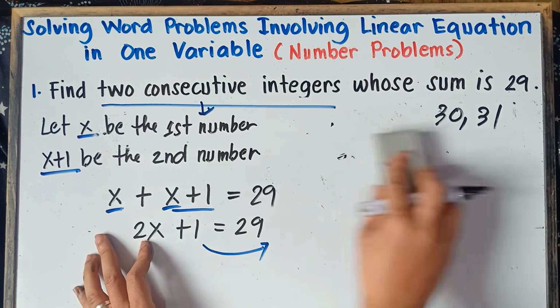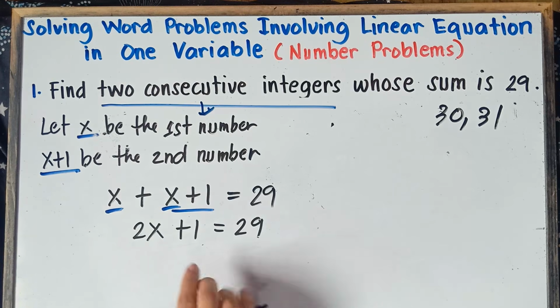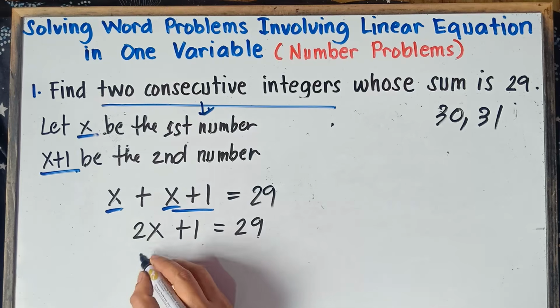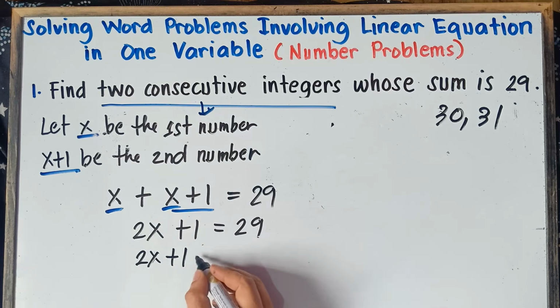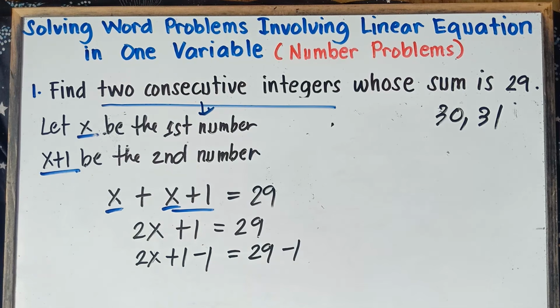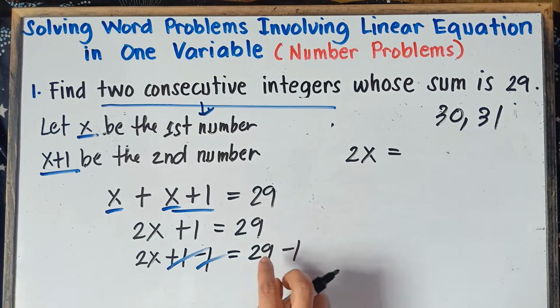Or another solution, class. Since you're dealing with the properties of equality, you can subtract both sides by 1 so that you can cancel this out, and the remaining expression will be only 2x. So this will be 2x plus 1 minus 1 equals 29 minus 1. And the remaining expression is only 2x. So 2x equals 29 minus 1. What's the answer, class? That's correct.